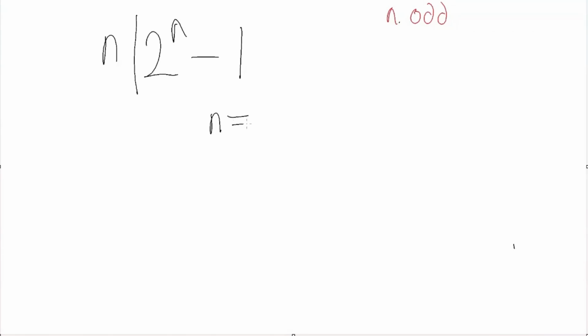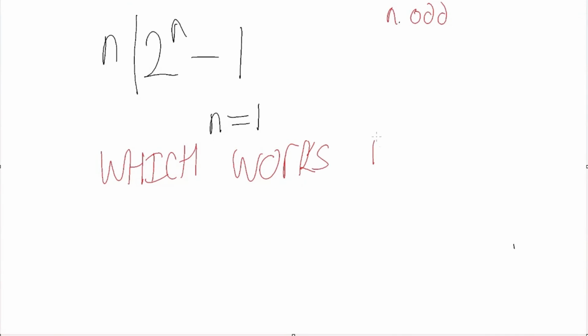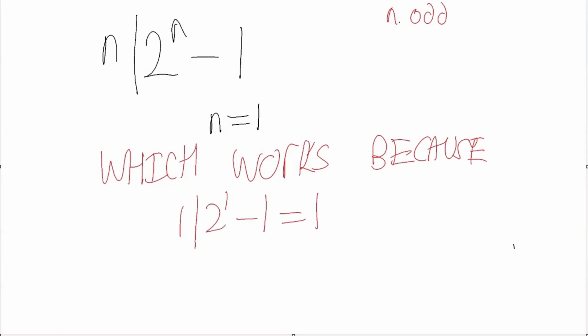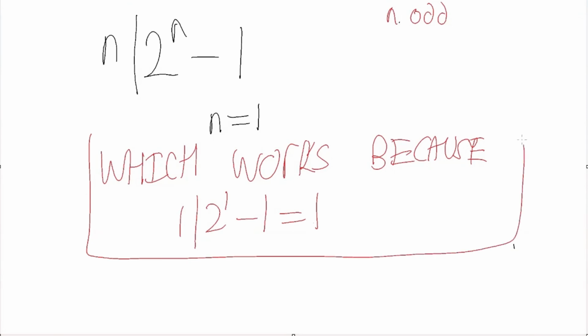So this forces n equals 1, which works because 1 divides 2 to the 1 minus 1, which is equal to 1. Note this part in red. Whenever a problem asks you to find all n which work, or find the minimum or find the maximum, or any find the value of problem, you always have to justify your values work, because otherwise the proof is incomplete.